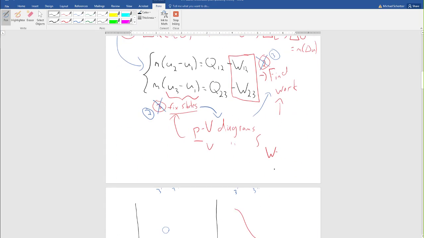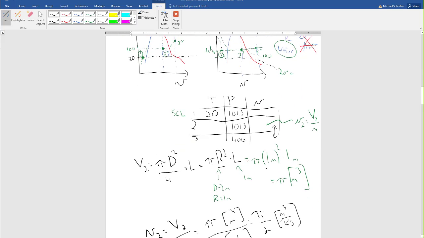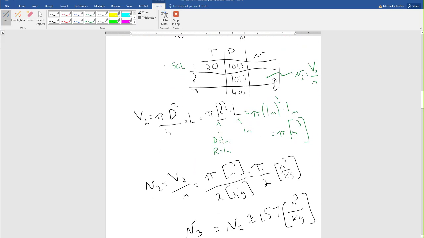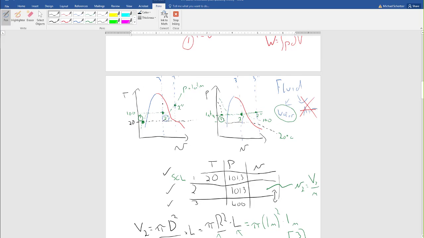The next thing I want to do is ask the same question at state 3, because now I've fixed state 1 and state 2. At state 3, I have to ask this same question: are we two-phase or superheated vapor? Now I know my state 2 is here, so it's not this 2 prime. But I don't know if my state 3 is going to be over here or over here. It could be under the vapor dome, or it could be over the vapor dome.